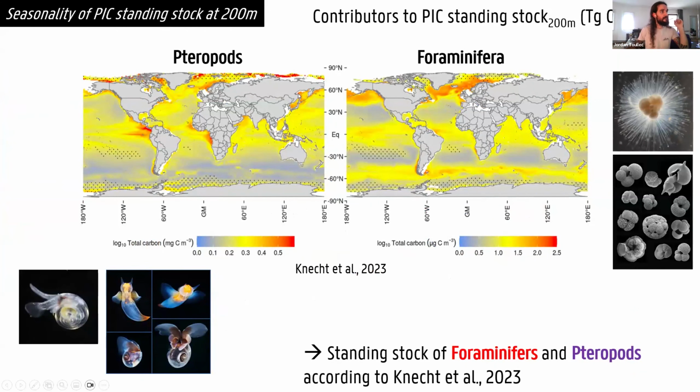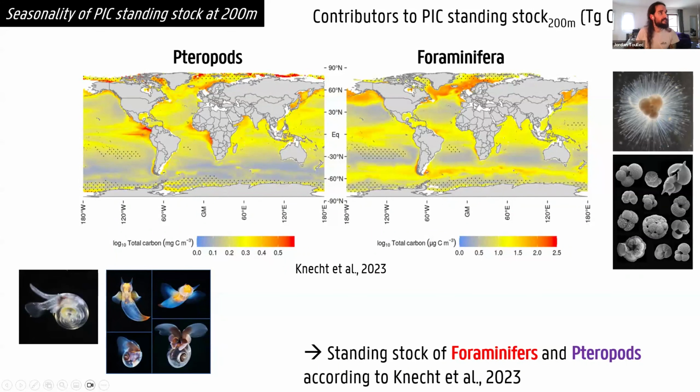So on these 2 different maps, from a publication of last year, it's an estimation of the total carbon biomass of both pteropods and foraminifera in the global ocean. This is the annual mean of a model output to estimate the relative biomass of these 2 components.